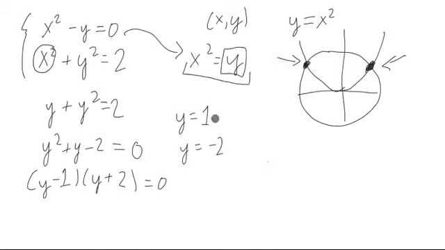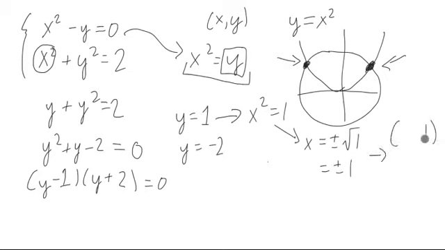So for this one, y equals 1. This means that x squared would be 1. So that means that x should be, now when we take a square root in an equation, we always take a plus or minus. So it's just plus or minus 1. So for this one y value of 1, x can either be plus 1 or negative 1. So we have two ordered pairs corresponding to this.